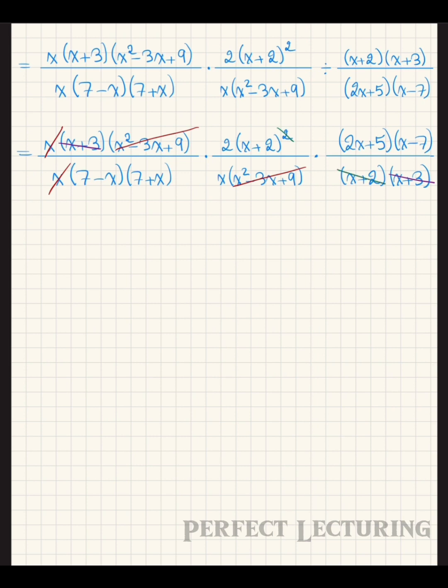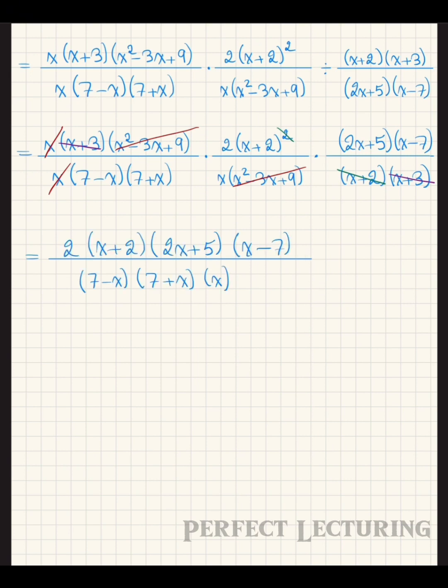Now we are left with, let's put them all on one fraction, this expression. One more thing we can do, we can convert this into minus times x minus 7, and we cancel it with x minus 7, and the final answer becomes like this.